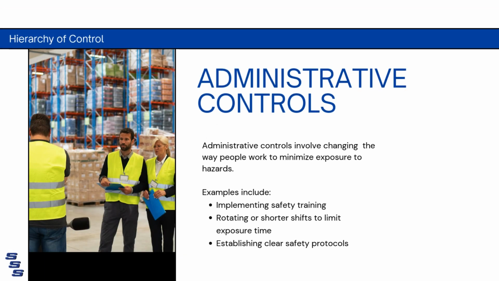Administrative controls change the manner in which people work to reduce exposure to hazards. Implementing regular safety training sessions can help ensure workers are aware of potential hazards and how to mitigate them. Scheduling shorter shifts for workers can also be a way to minimize exposure to hazards.